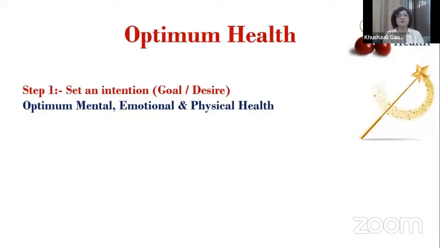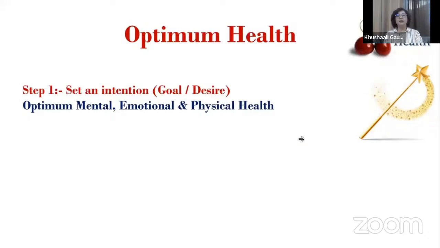So first is, if you want to manifest anything with the help of switch words, first it should be very clear what you want. The subconscious mind needs the clarity, focus. You should concentrate towards that one intention, what exactly you want. So here you have to just say, my intention is optimum health, my mental, emotional, and physical health.